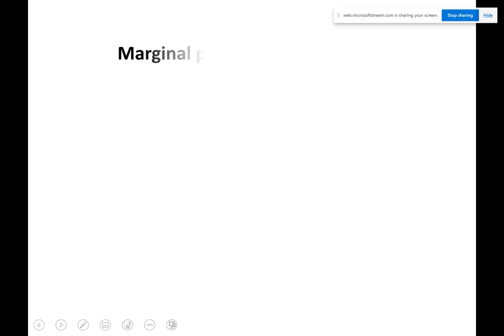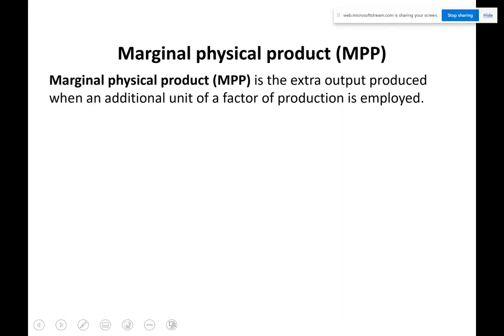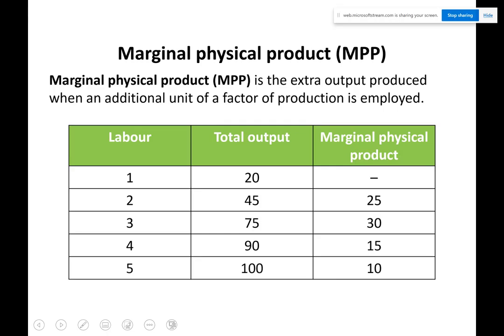One is called the marginal physical product. Okay. So there's a bit of a definition here that you need to know, but we're going to make this a little bit easier. We're just going to look at a question. We're going to draw a table and draw a little graph. Okay. So marginal physical product. What is it? Well, let's have a look at this.